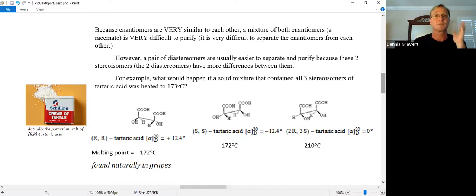It is useful from the chemistry point of view. So first of all, we did discuss in the previous video that enantiomers are incredibly alike. They're very hard to separate because they're so darn similar. But diastereomers are easier to separate because they're less similar. So that's the main reason.